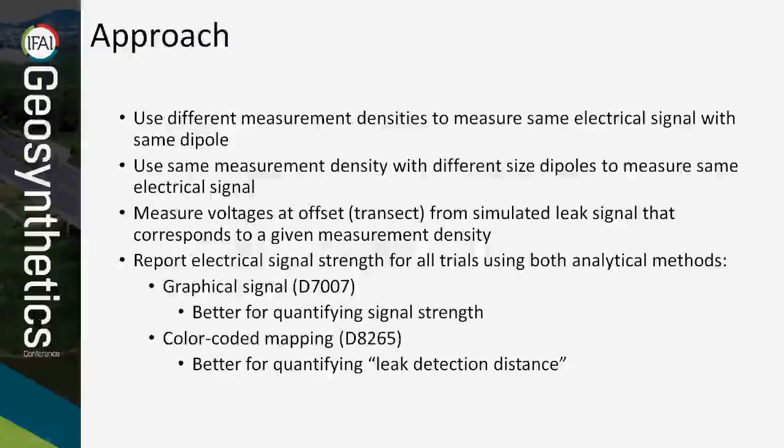And the way I'm doing that is by creating an offset from the signal that corresponds to a given measurement density. The way I'm going to be reporting the signal strength is through the 2 different methodologies. So D7007 is actually better to quantify signal strength, and D8265 is actually better for quantifying leak detection distance. Let me explain why that is so.